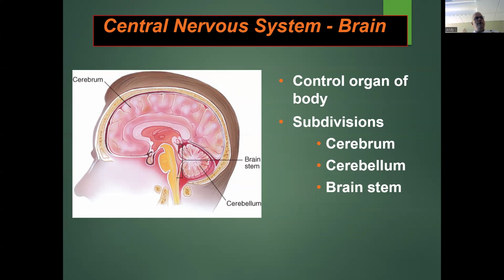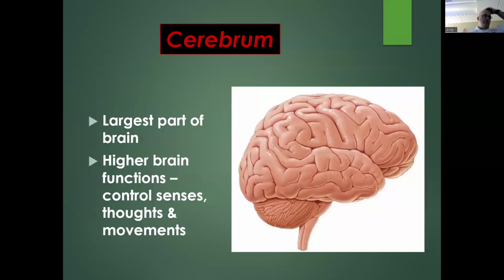So in the brain, this is the control organ of the body. Hopefully this is reviewed to you. The subdivisions of that are the cerebrum, the cerebellum, and the brainstem. So let's talk about it. The cerebrum, that's the largest portion of your brain. This controls all of the higher functions, the senses, thoughts, the movements. You can have a piece of this taken out and still function. Maybe not the same, but it'll still function.